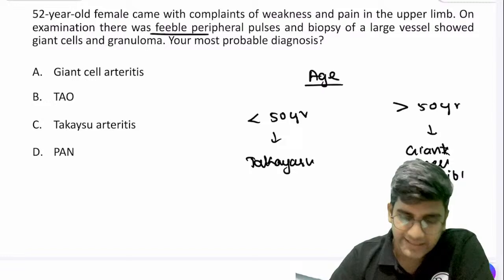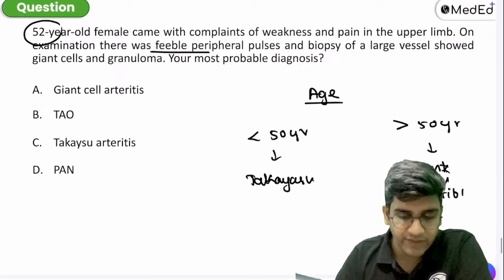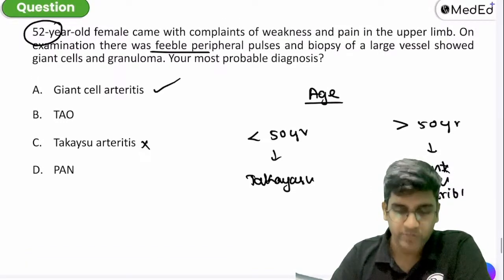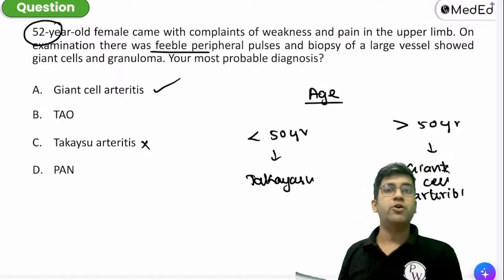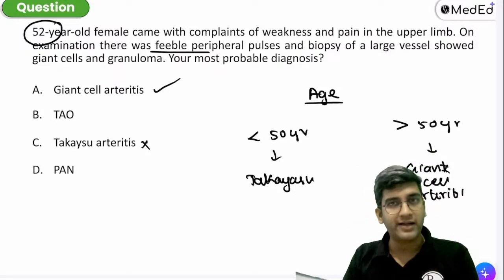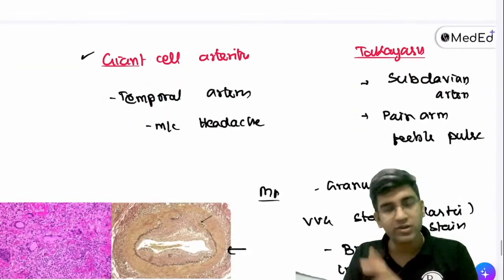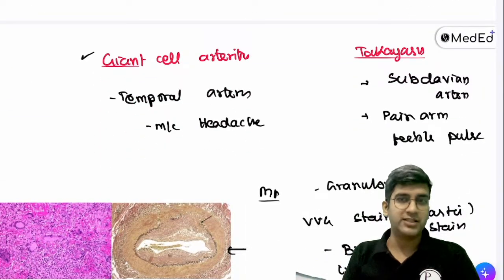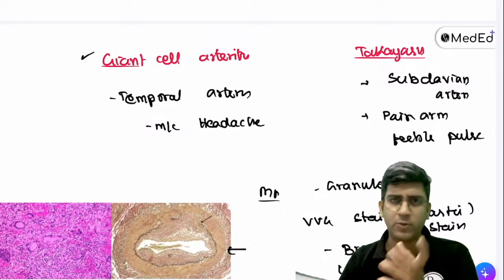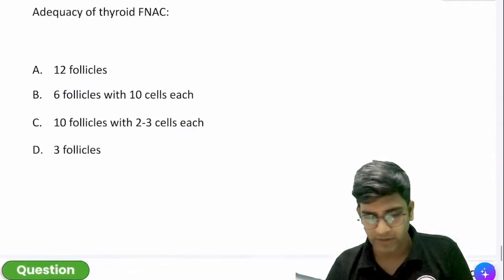This symptom is classical of a Takayasu, but age is 52. Cannot be Takayasu. Has to be a giant cell arteritis. The answer is option A, because it's the age which determines the right diagnosis. Because both of them, symptomatology is same, microscopy is same, everything else is same. Fine. I hope it's clear. Okay. Option A is the answer. You are right.